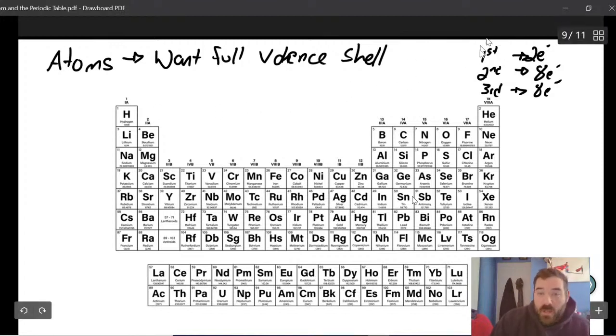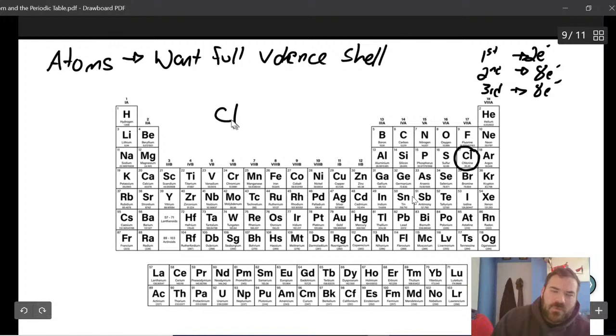So if the atom has 1 shell, it wants 2 electrons in it. If it has 2 shells, it wants 8 electrons in its outer shell. If it has 3, it wants 8 in that one. So that means if I have chlorine, chlorine is in the third period, so it's got 3 shells, and it's in the 7th, 1, 2, 3, 4, 5, 6, 7. It's really the 17th group, but we've got 7 valence electrons in chlorine.